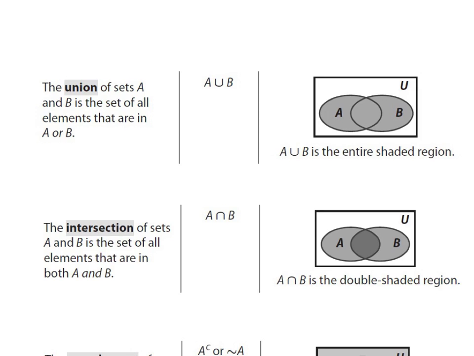So here's a diagram of it, if you remember those Venn diagrams. We're going to include every element in A and every element in B, and that is called a union, and we write it with this symbol. So please add that to your notes.